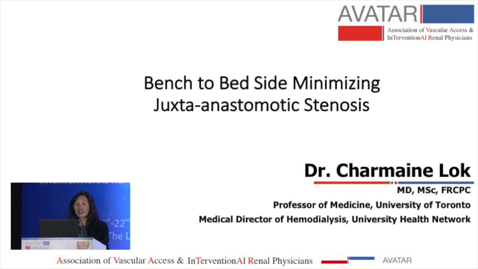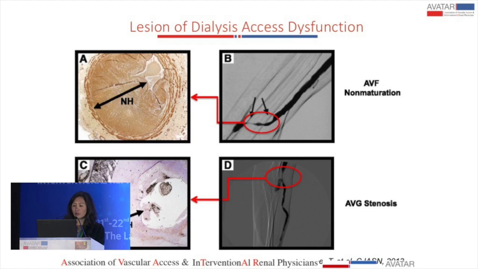Okay, so my talk is on bench to bedside, minimizing juxta-anastomotic stenosis, and it is really important because we know that it is the stenosis that is the lesion that causes dialysis access dysfunction. So here we see pathologically neointimal hyperplasia in the fistula, which is clinically manifested by AV fistula maturation and dysfunction, and radiologically we see this stenotic lesion. For AV grafts, we see the graft material and neointimal hyperplasia manifesting as graft malfunction with poor flows, and radiologically we here see the stenosis.